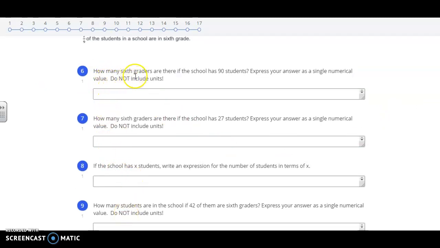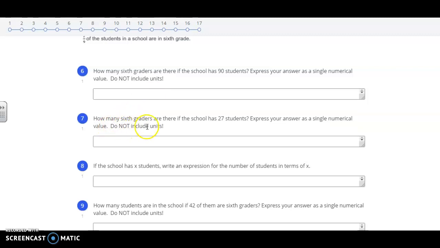Number 6, how many 6th graders are there if the school has 90 students? Express your answer as a single numerical value. Do not include units, like do not include the word students or anything like that.